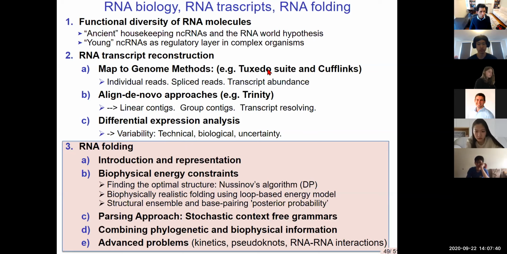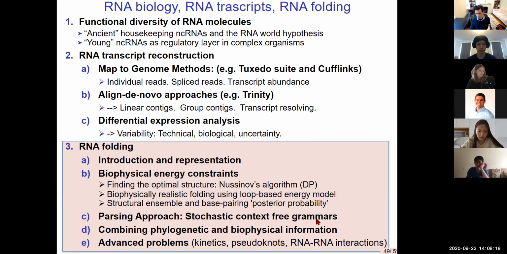Okay. So now let's switch gears altogether and talk about how we can go into constructing, now that we have our RNA molecules directly from our cell extract, the folding patterns of those molecules. So we're going to talk about RNA folding first. How do we even represent RNA folding? And then we're going to talk about biophysical energy constraints for folding. Then we're going to talk about parsing approaches with context-free grammars, which are usually used for parsing text and sentences.